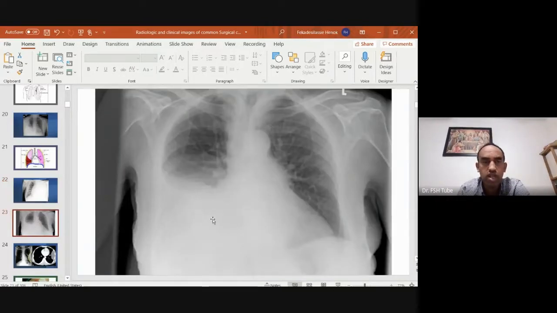Mass lesion, the same thing here. Most probably this is a pleural effusion because it's obliterating the costophrenic and the cardiophrenic angles. It could be hemothorax, it could be empyema, it could be pleural effusion, all are possibilities.